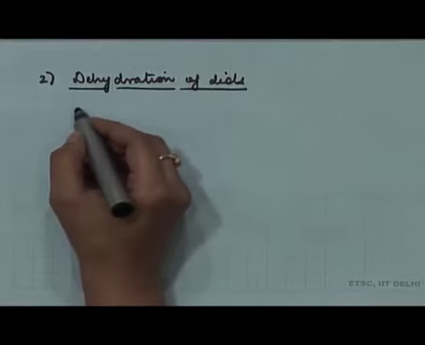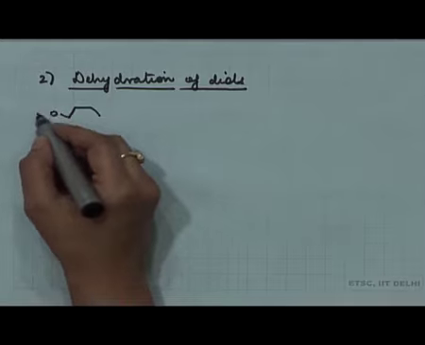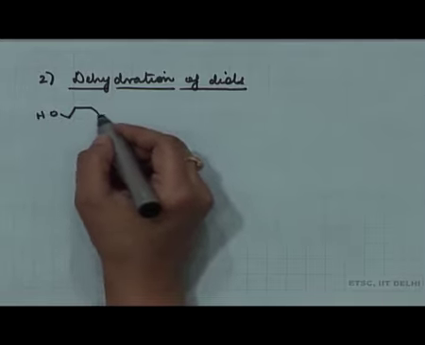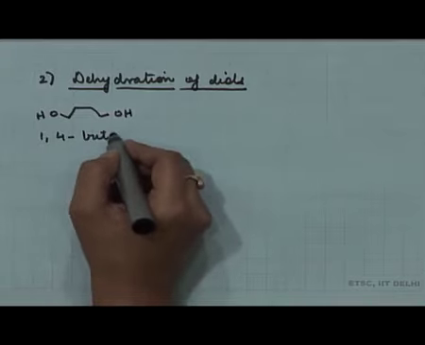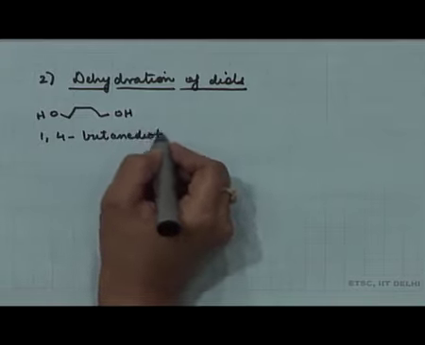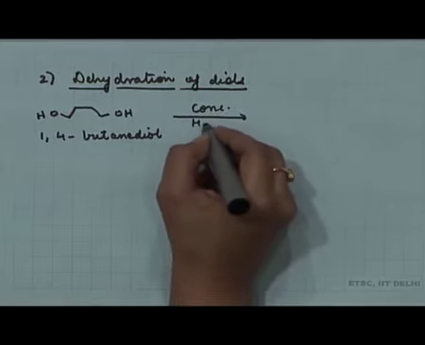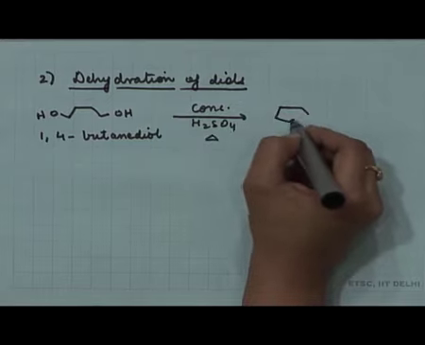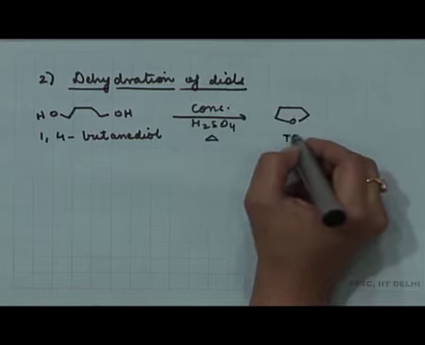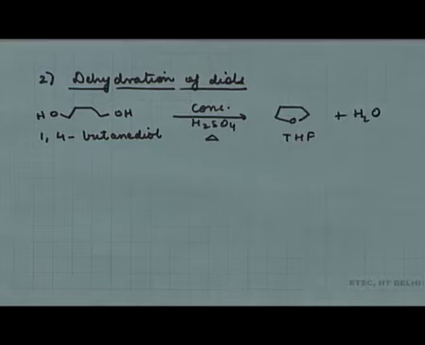So, you can start with a 1,4-butane diol, and you carry out dehydration with concentrated sulfuric acid, and you get the 5-membered cyclic ether, which is your THF, along with elimination of water molecule.